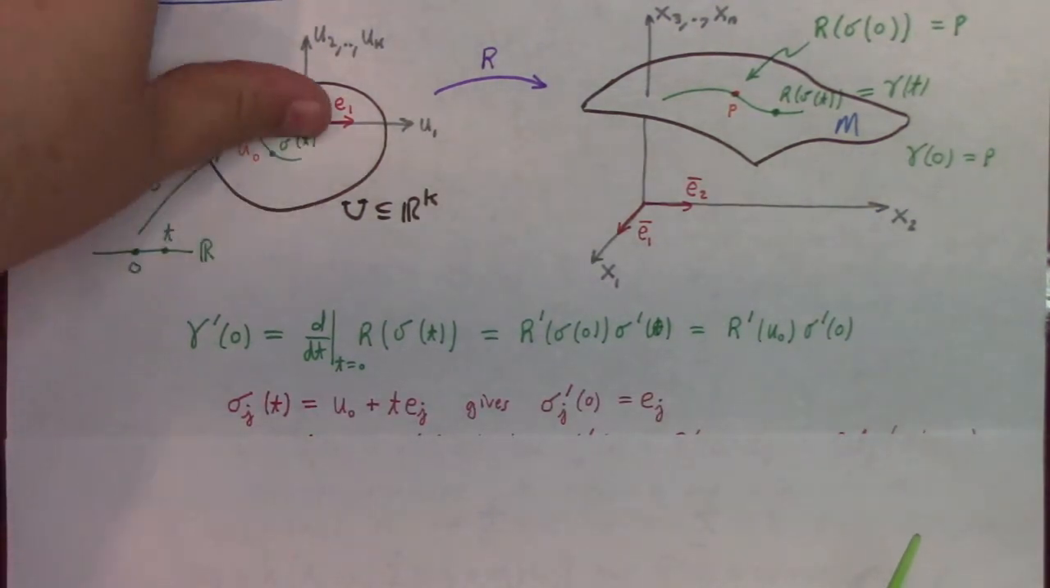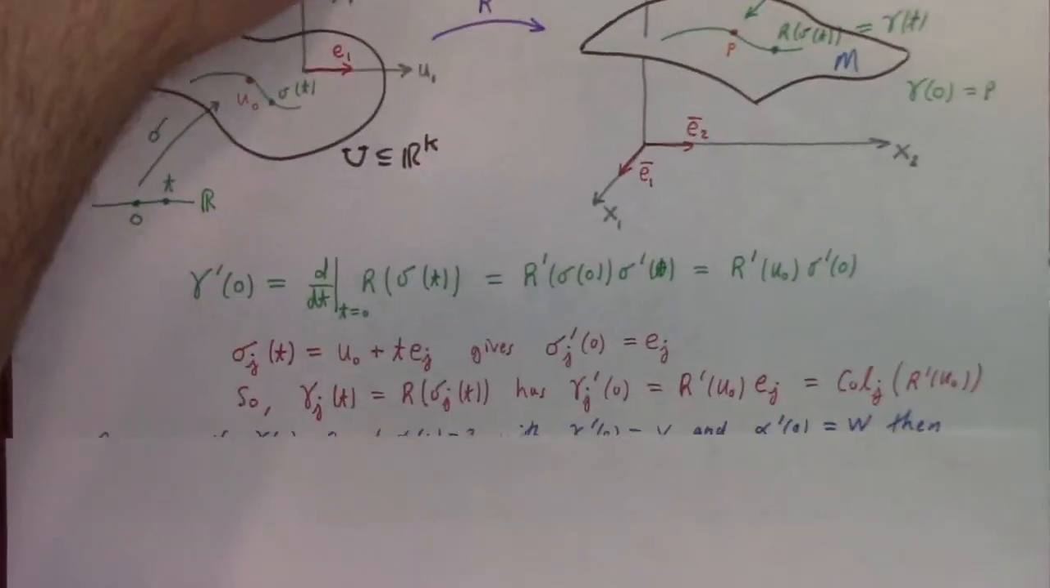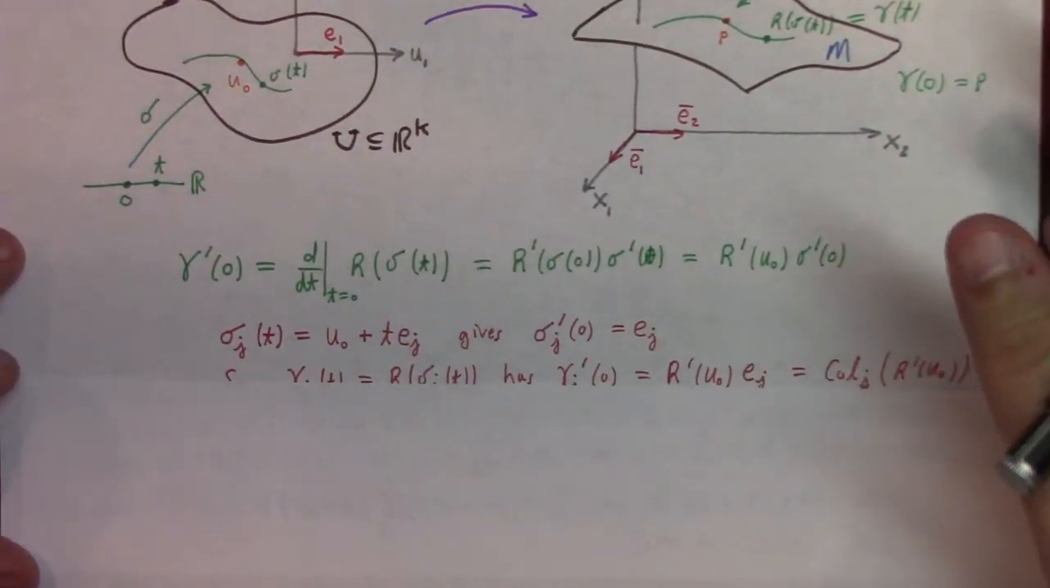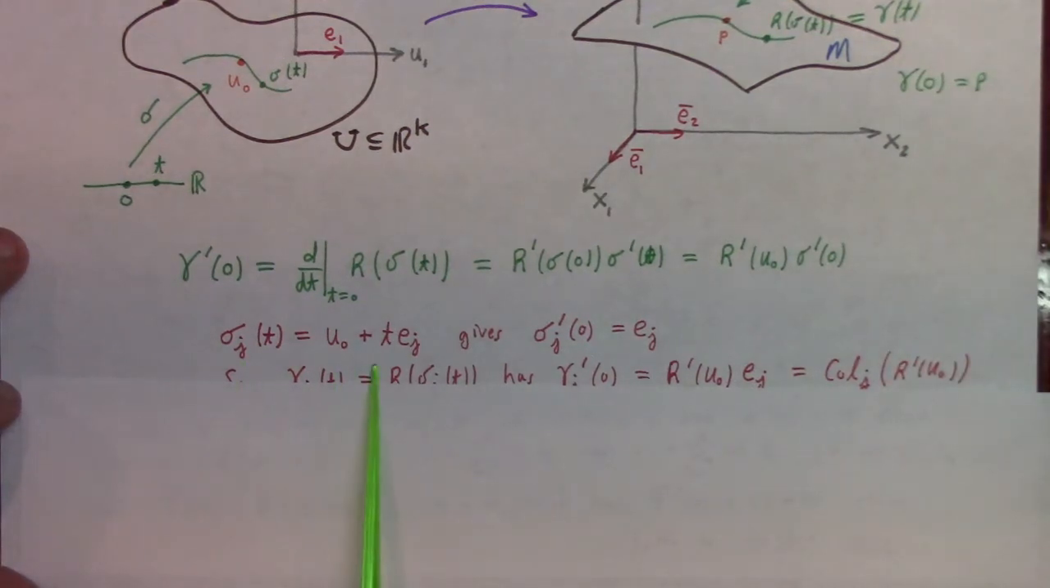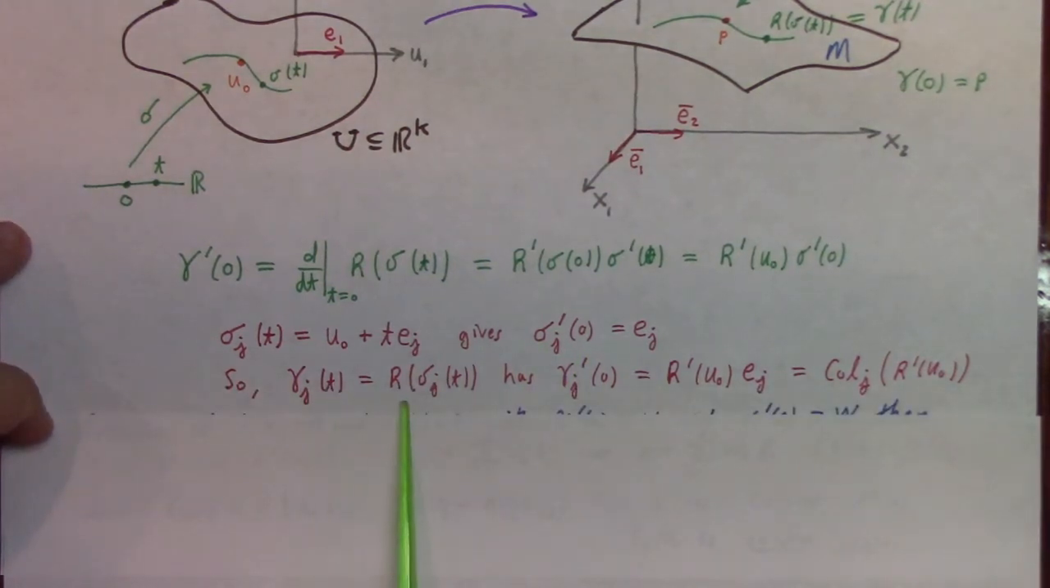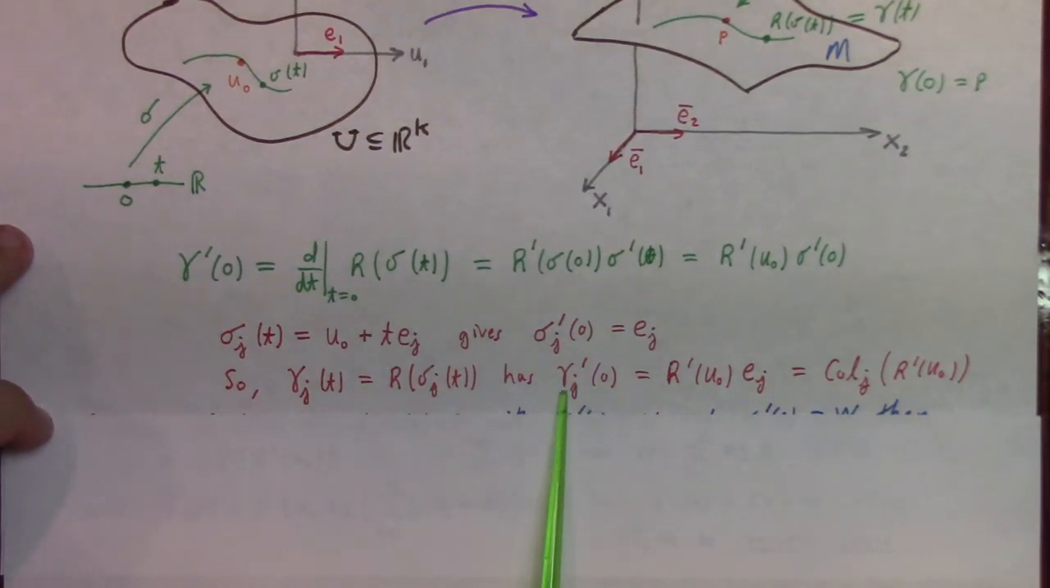Then to do that, you just construct these coordinate curves in the domain. I called them sigma sub j just to give them a name. Sigma sub j would be u0 plus t e_j. This is fixing everything but just moving along the jth direction up here. And so sigma prime of 0 is e_j. So I can also define gamma j in the same way by just feeding sigma j to the patch. And then gamma prime j of 0 would be this, but that's the jth column, right?